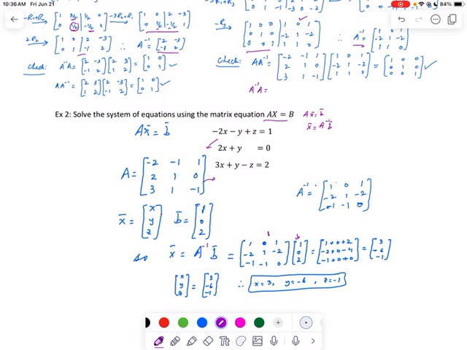This is the A inverse, and this is the B. Multiply it out, this is what you get. So what does that mean? Because X is the XYZ, we get X is 3, Y is -6, and Z is equal to -1. So this is how you solve these equations. Okay, that's it for chapter 4.